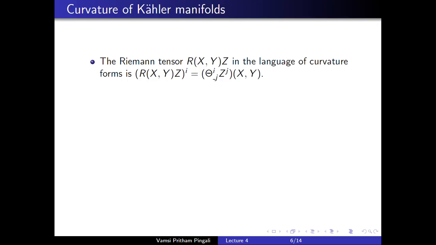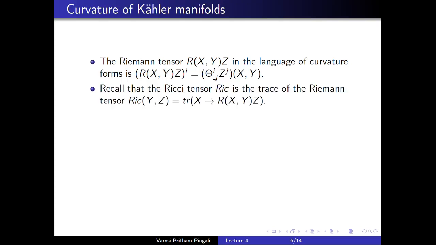So if you take the curvature matrix of two forms and you feed it x and y, you get an honest matrix of real or complex numbers, right? That matrix, when you multiply it with the components of z, you get R(x,y)z. Okay? Right. So recall this very important trace of the Riemann tensor, the Ricci tensor. It's defined as the trace of R(x,y)z over x, right?